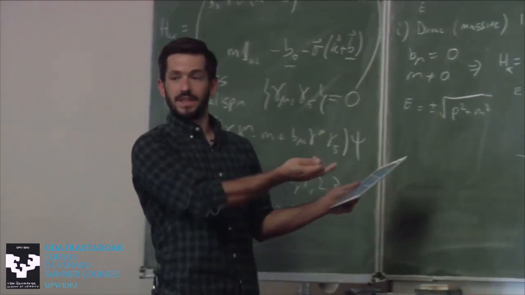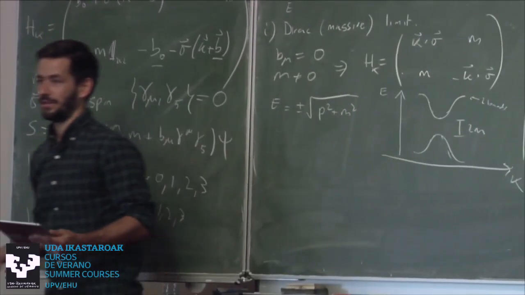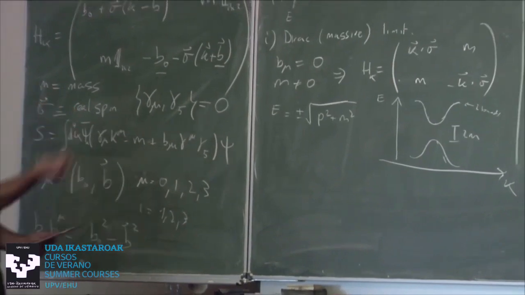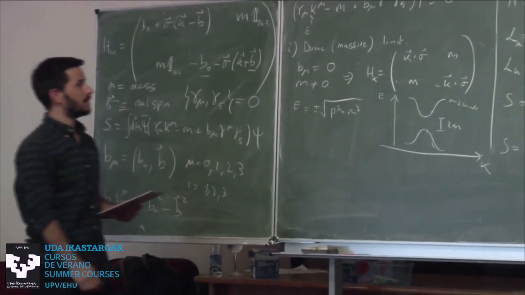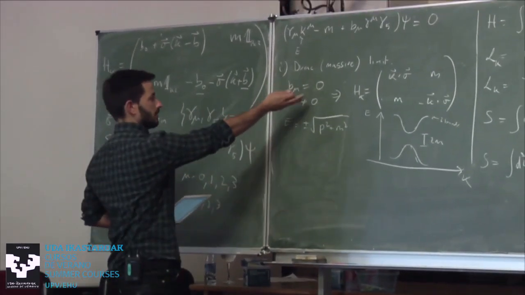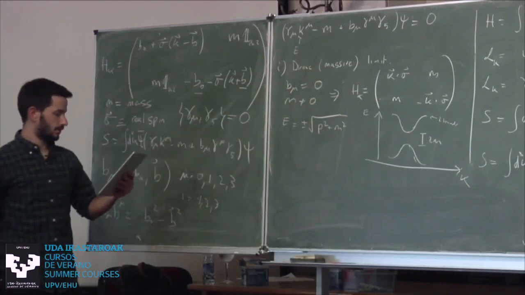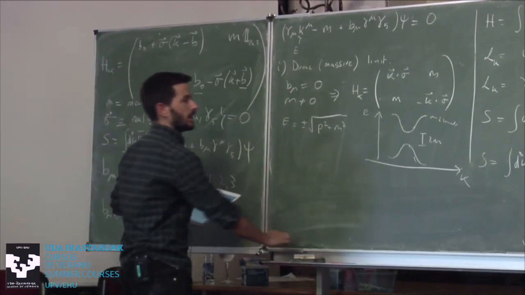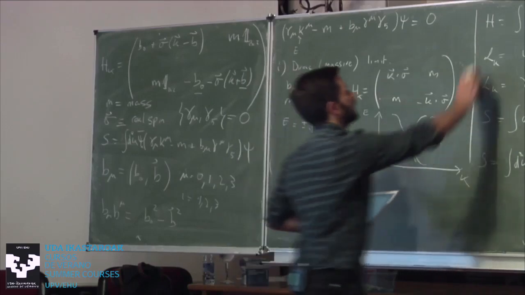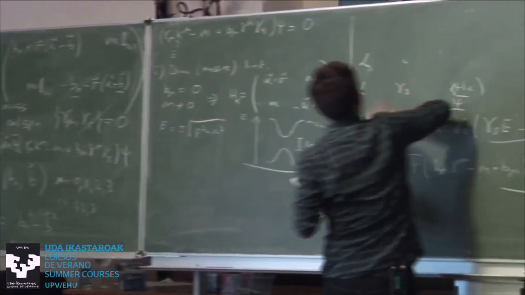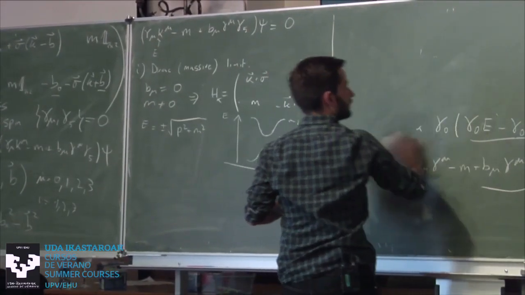This is what we would call in condensed matter an insulator. So that's good. This Hamiltonian has an insulator in it when m is non-zero and b is zero. Okay, now we can look at another limit.